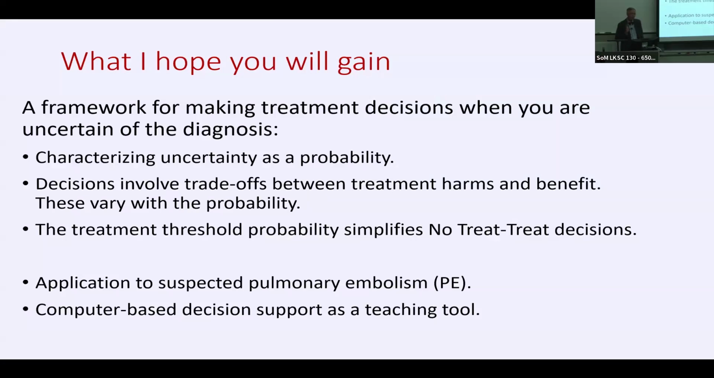I'm going to point out, hopefully make the case convincingly, that decisions involve trade-offs between treatment harms and treatment benefits, and that these trade-offs change as the probability of disease changes. So it really makes it pretty complicated to see where you are. And finally, the treatment threshold probability is something that simplifies the no-treat decision.